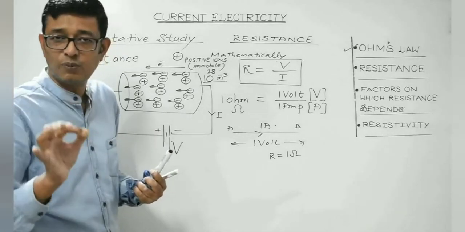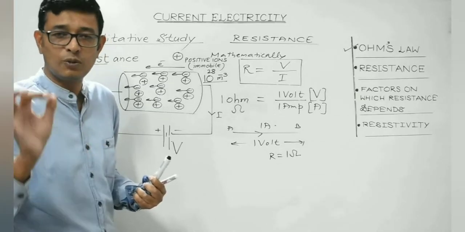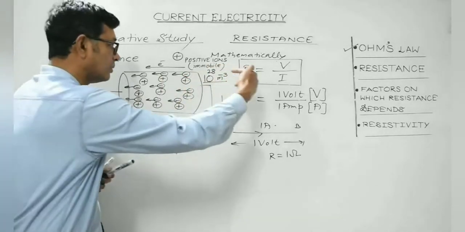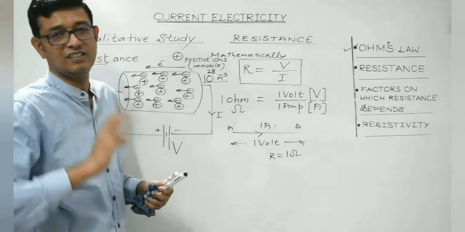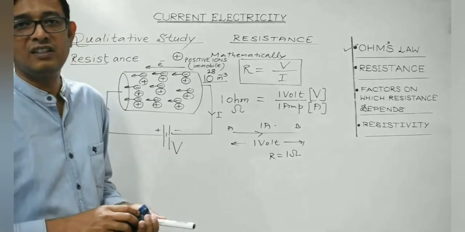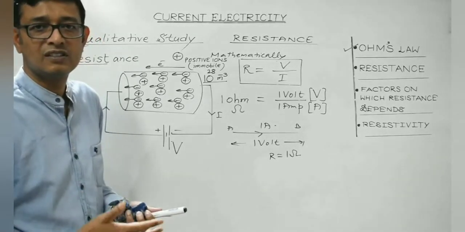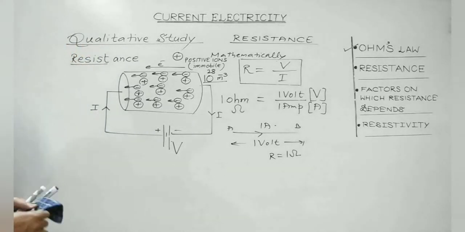Students, this opposition, hindrance or obstruction offered by the positive ions of the conductor towards the movement of free electrons is known as resistance. So that's the qualitative study of resistance. Resistance itself denotes opposition, some sort of hurdle. So this is how resistance may be defined.